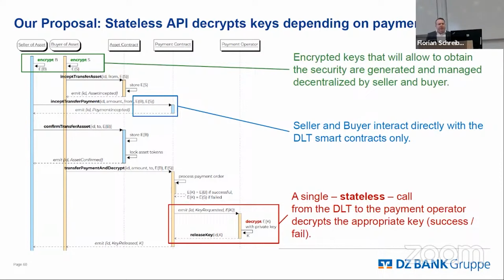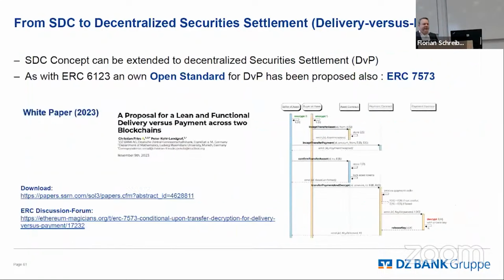Okay, this is our proposal, and the idea is, again, like in the SDC, to remove intermediaries. We have a white paper, and we also propose this as a standard to the ERC 7573.